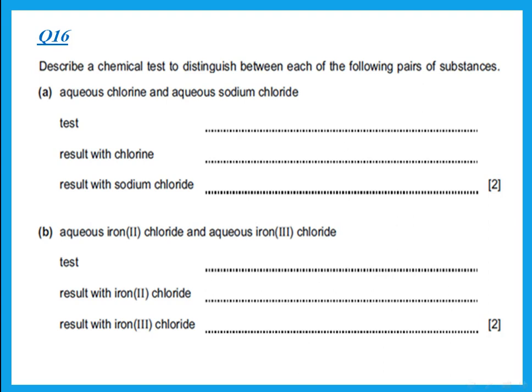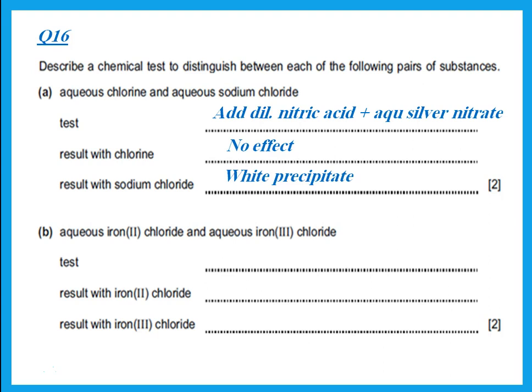Another question says, describe a chemical test to distinguish between aqueous chlorine and aqueous sodium chloride. Remember we said we have something called chlorine and we have a test for that, and we have chloride, a different test. So here you're trying to distinguish between them. Well, you give me the test for one, it should work with one and not for the other. So which test do we want to use? Well, let's use this one, dilute nitric acid and silver nitrate. This is the test for chloride. So with chlorine, it will not react, but with chloride, it will give a white precipitate.